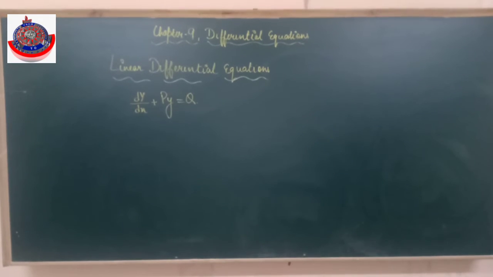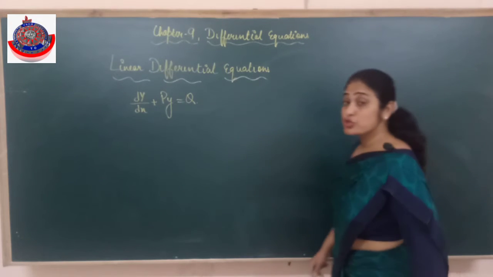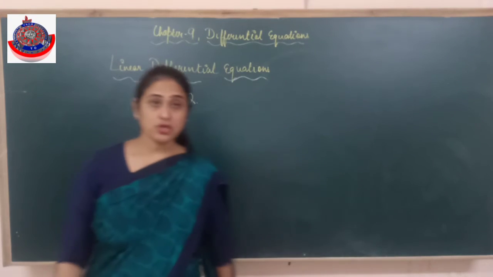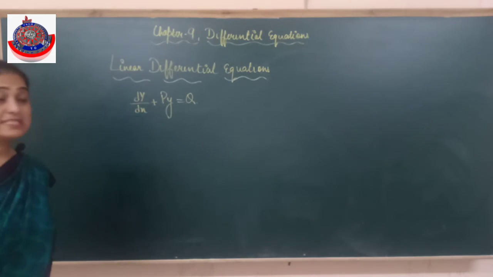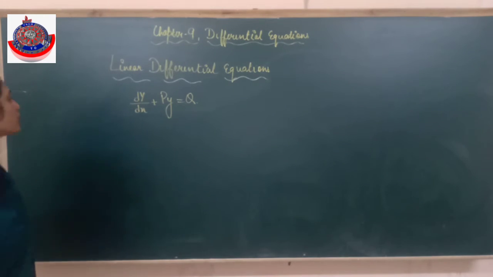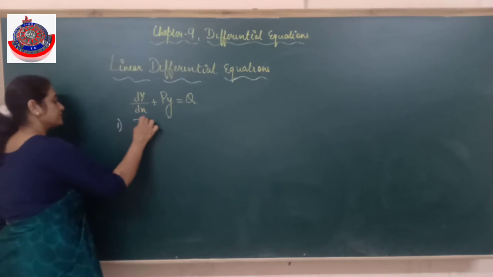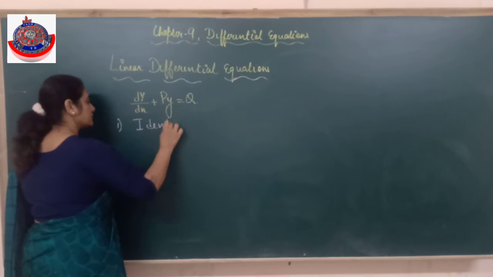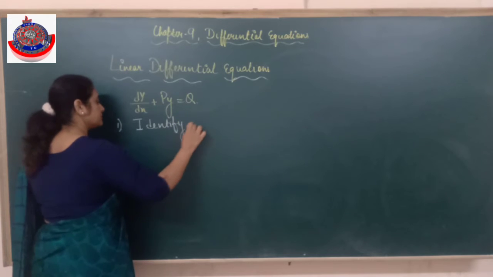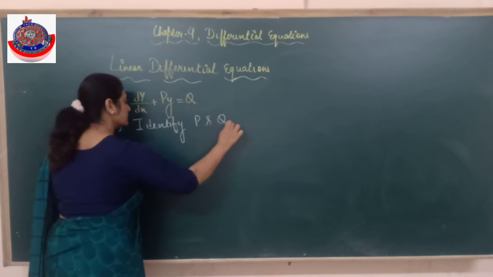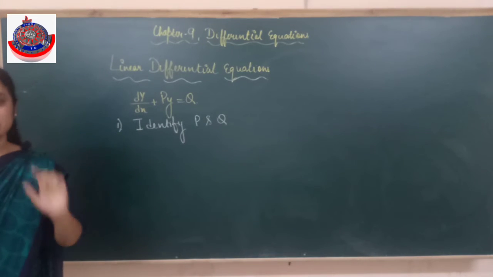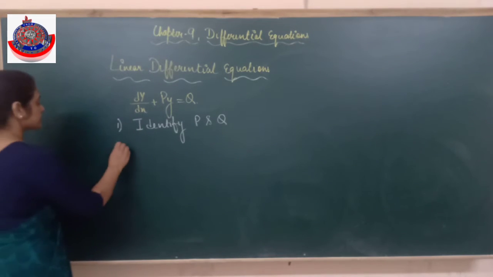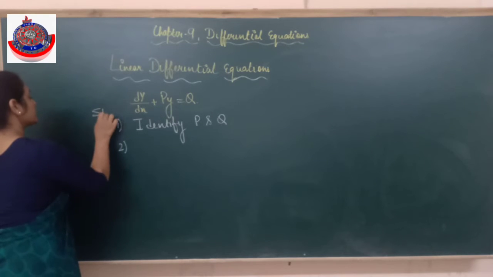Now see how to solve. I'll pick up the first one, dy upon dx plus py equals q. First of all, the differential equation should be in this form. So the first step is to identify p and q. Write down p is this and q is this. Alright, second step. Steps to be followed.